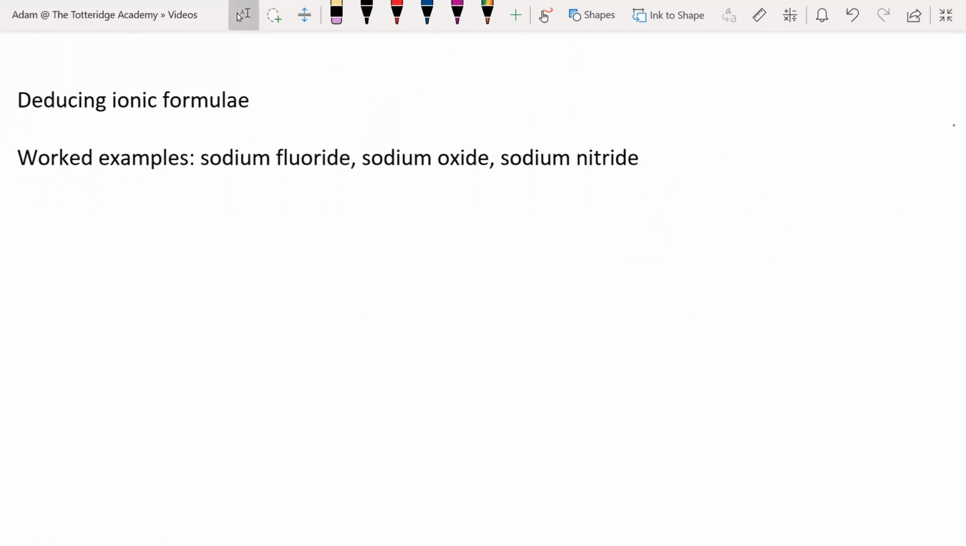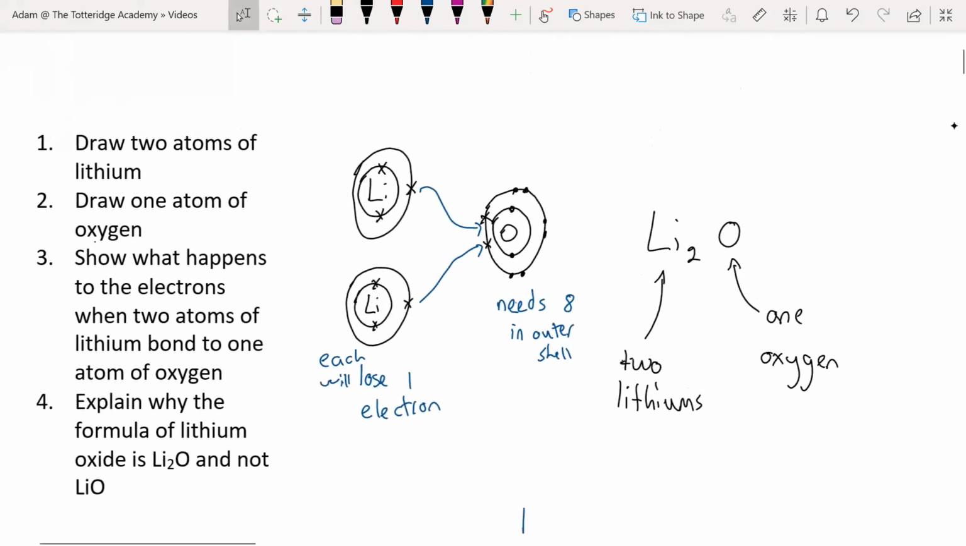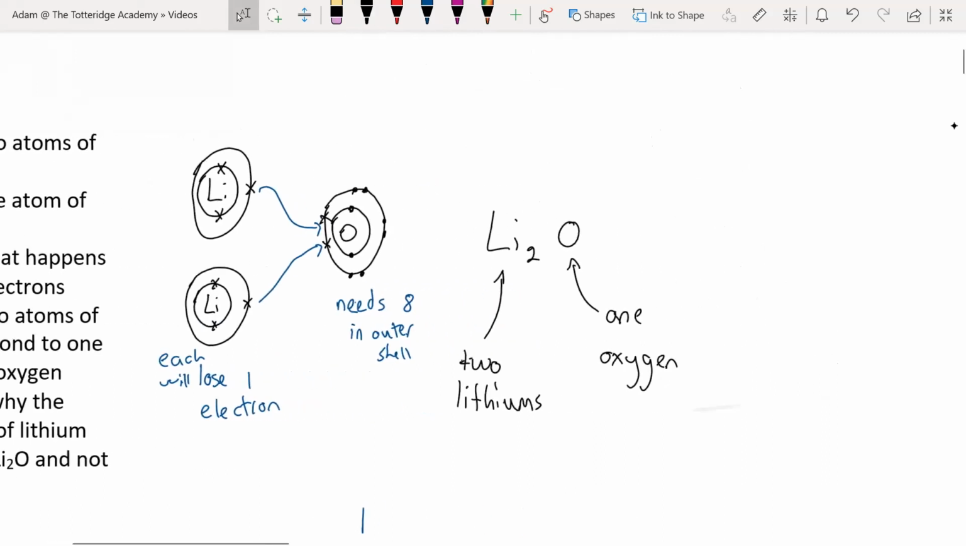What this leaves us with is a situation where I know that lithium oxide is Li2O, and I know that it's not LiO. You will often be given words like this, sodium fluoride, and be asked to predict the formulae of them. And what I'd like to do is to show you how we do that, or how I do that. Now, the problem is you don't want to have to draw out all of this every single time. What you want to do is to be able to find a way to do it a bit more quickly.